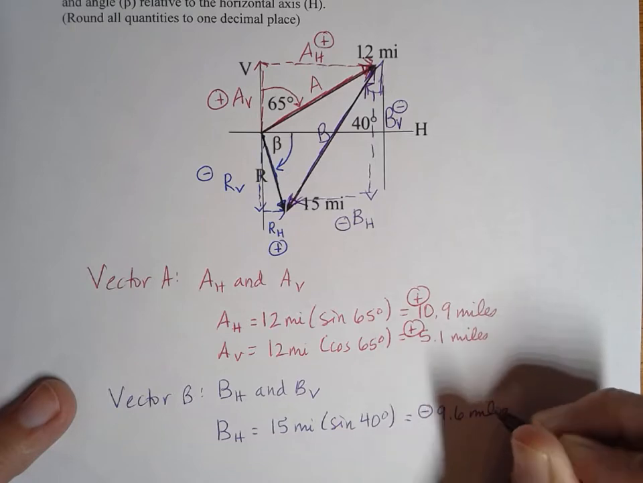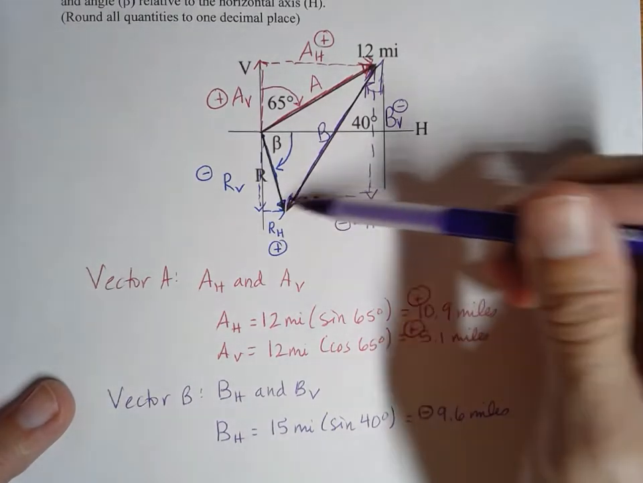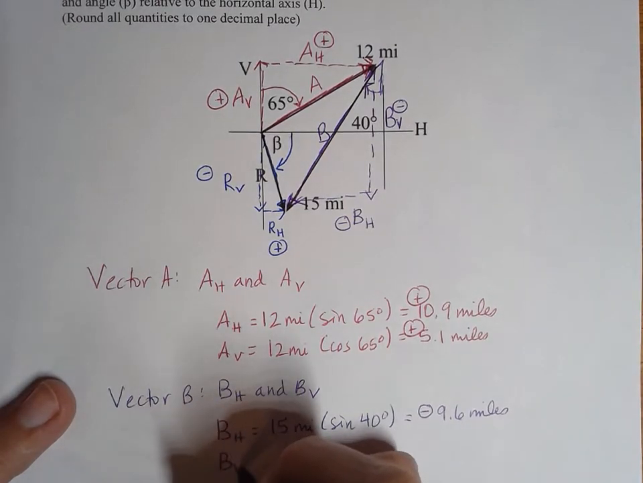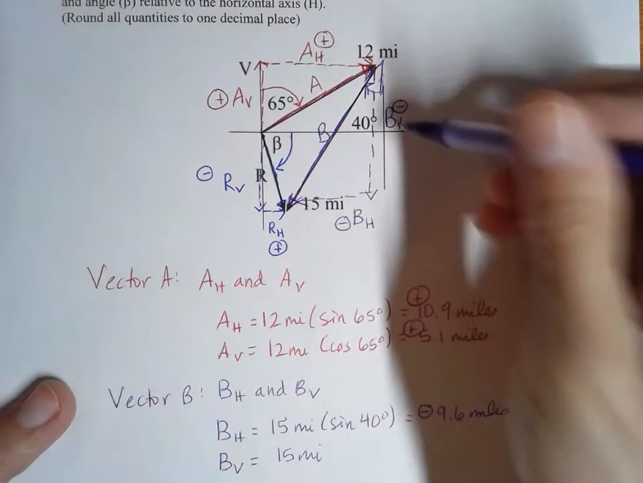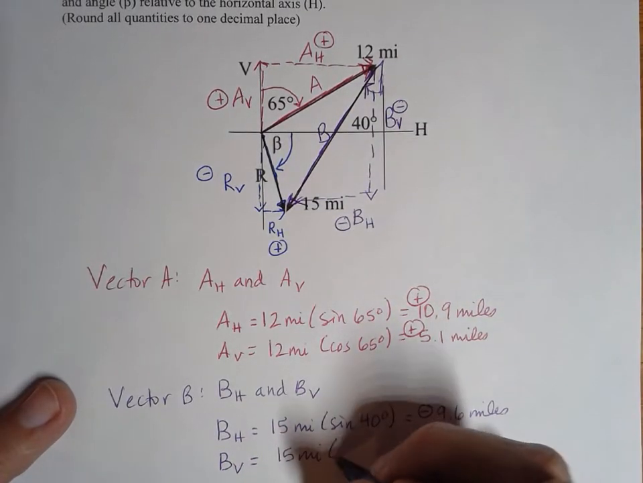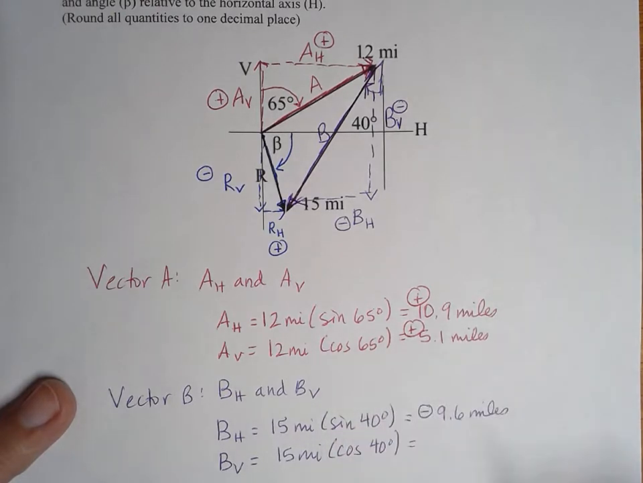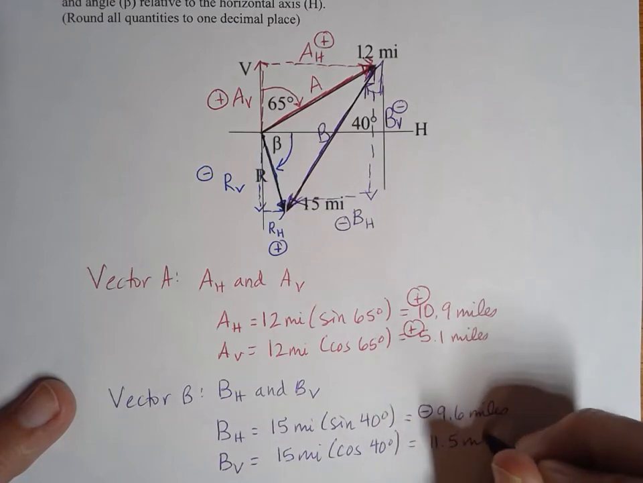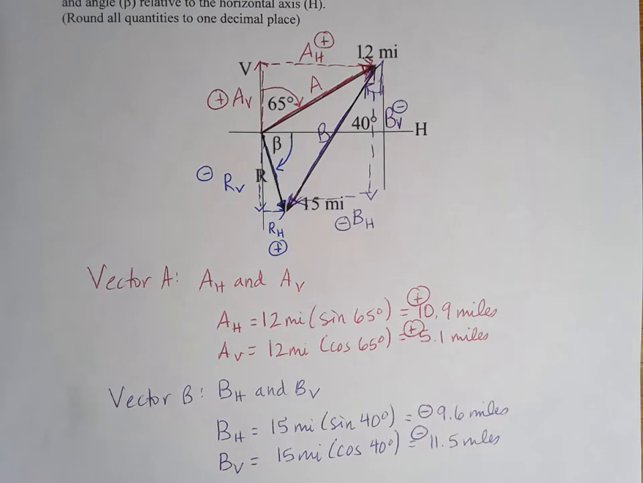Okay, I get 9.6 in my calculator, but I take a look at my B sub H, it's going this way, so it's got to have a negative sign in front of it. And my B sub V is again the 15 miles, but this time I have an adjacent leg, so I'm going to use that cosine of 40 degrees. And that's going to give me 11.5 miles, but again, that's in a negative direction.